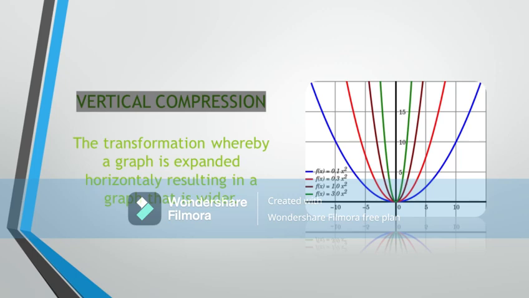Vertical compression. This is the reverse process of vertical stretch. The transformation whereby a graph is expanded horizontally, resulting in a graph that is wider. The more wider when the vertical compression. Here the graph in blue color is more wider, or more compressed about the y-axis, or vertically compressed.